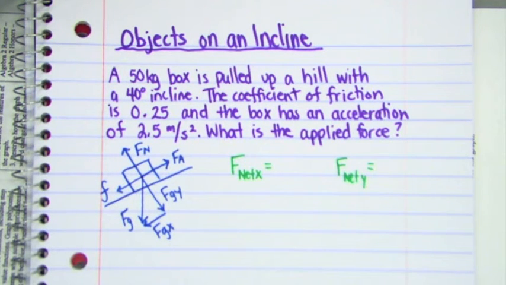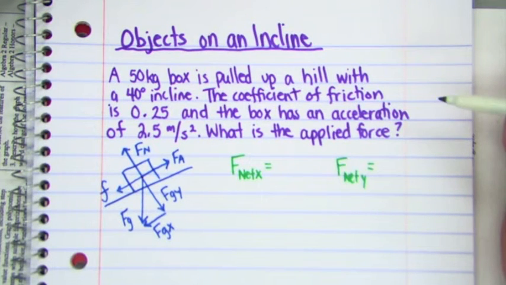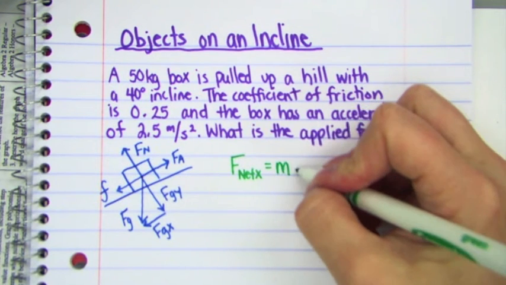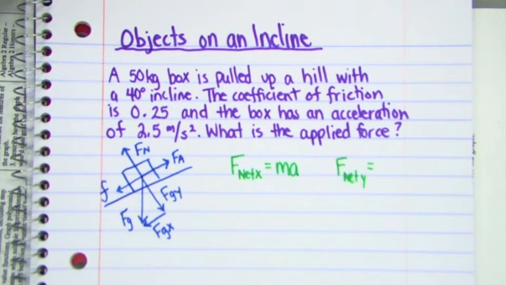Because we know the object is accelerating in the plane of the hill, we represent that as the x direction. Whenever an object is accelerating, we set the net force equal to ma. This represents Newton's second law.